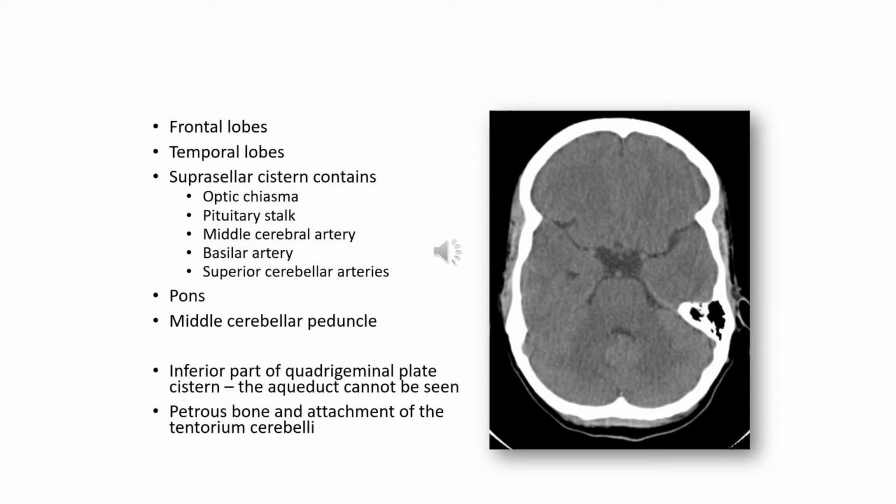The green arrow shows the petrous temporal bone containing some mastoid air cells, and we see the tentorium cerebelli indicated by the large yellow arrows.